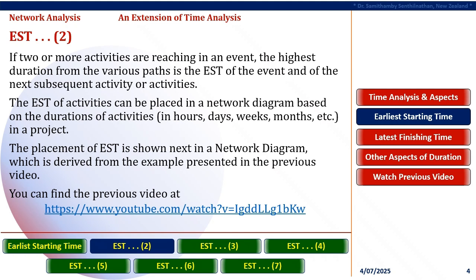The EST of activities can be placed in a network diagram based on the durations of activities, in hours, days, weeks, months, etc., in a project. The placement of EST is shown next in a network diagram, which is derived from the example presented in the previous video. You can find the previous video at this link, which is given with the video description.